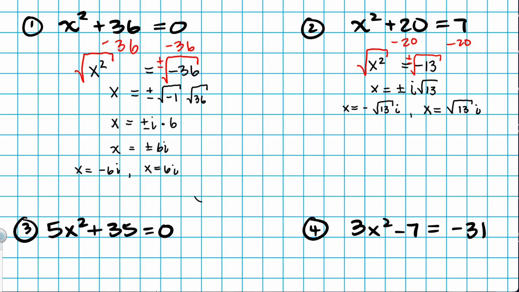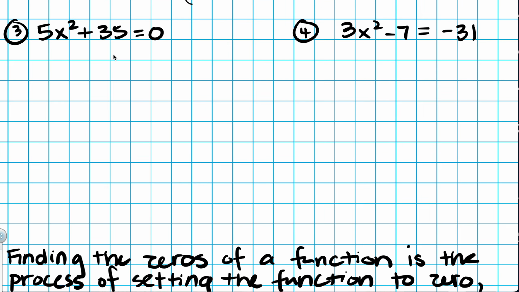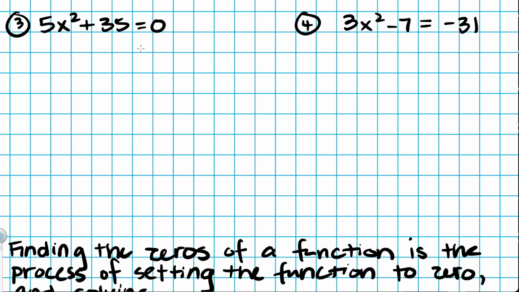And those are our two answers for question number two. All right, moving on to 3 and 4. Like I said, if this is going too fast at any point in time, slow it down or just stop it. Question number 3, once again, notice you have just a single x squared right there.